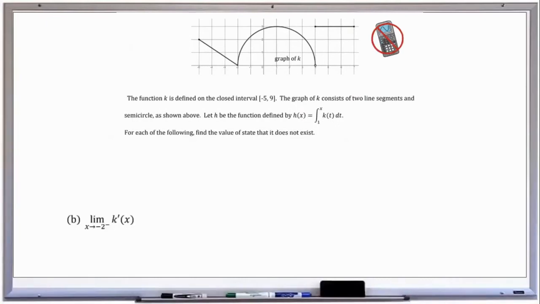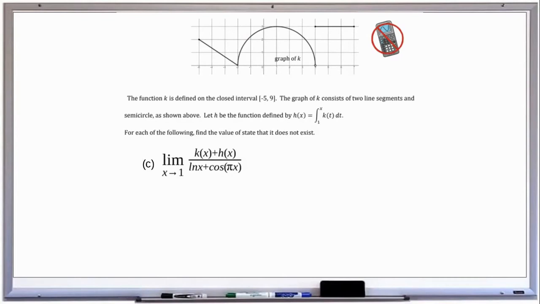Letter B, the limit of k prime of x as x approaches negative 2 from the left. That k prime, the prime, means slope. So as we're looking at the graph going from left to right along the x-axis, we're going to look at the slope. That slope is going to be negative 2 over 3. It's just rise over run: goes down 2 and then over 3.